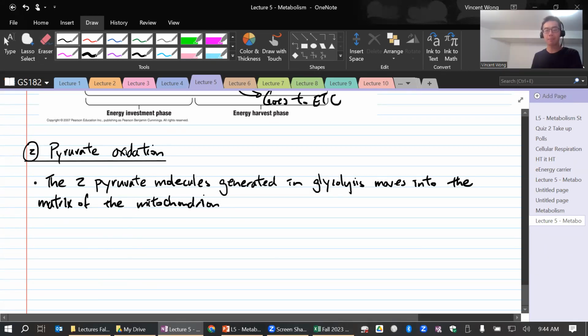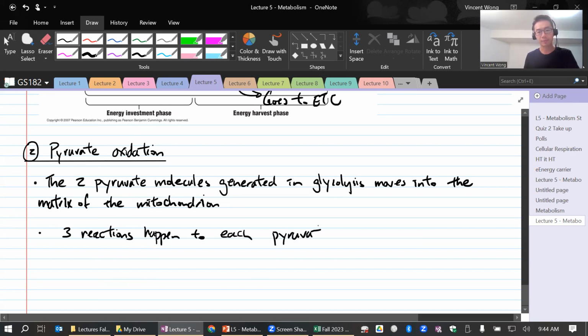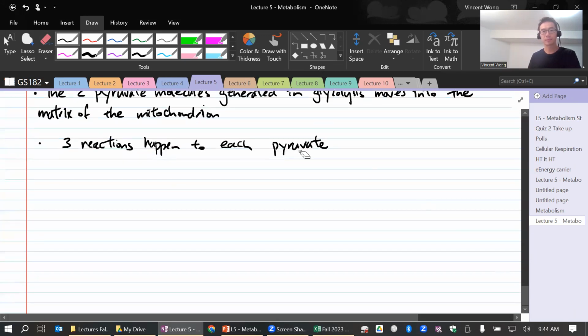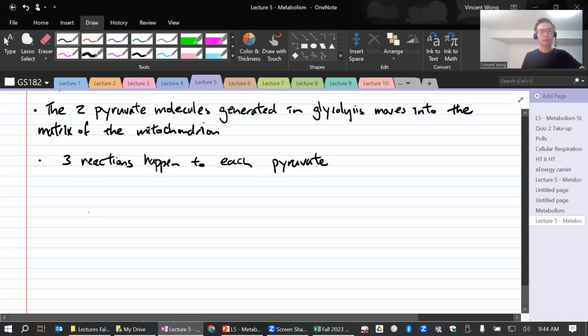So 3 things happen here. Right? 3 things, 3 reactions happen to each pyruvate. So I'm just going to write it out for you like this. So this is pyruvate, and it has 3 carbons, right? We said that multiple times already.